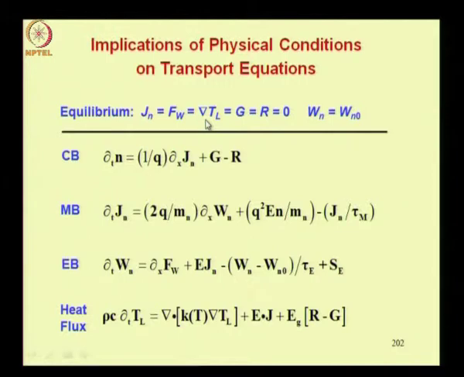Further, another condition of equilibrium is that the temperature is uniform throughout the device. Now this is expressed in the form that the gradient of TL, lattice temperature, is 0. Further, you do not have any excess generation or recombination processes. G and R represent excess generation and recombination, so these are 0. Similarly, the kinetic energy density of electrons Wn is equal to the equilibrium value.